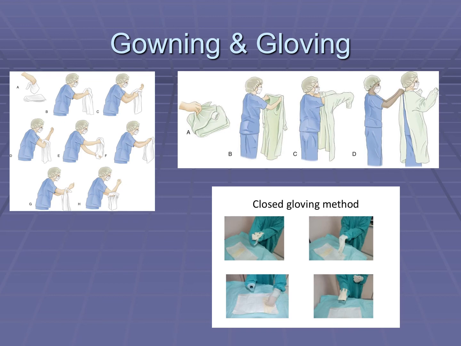Then you'll take a step towards your Mayo stand. Remember, you don't want to get too cozy with it because that card is on the front of your gown and you have that wrap that's hanging and draped over the Mayo stand, and you don't want those two to touch, okay? So once you get your gown on, you're going to make sure that you keep your fingers inside of that cuff, and that is when the closed gloving is going to happen.